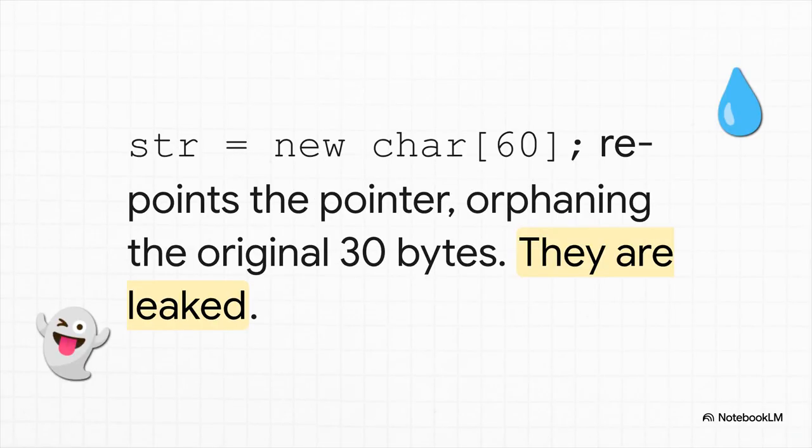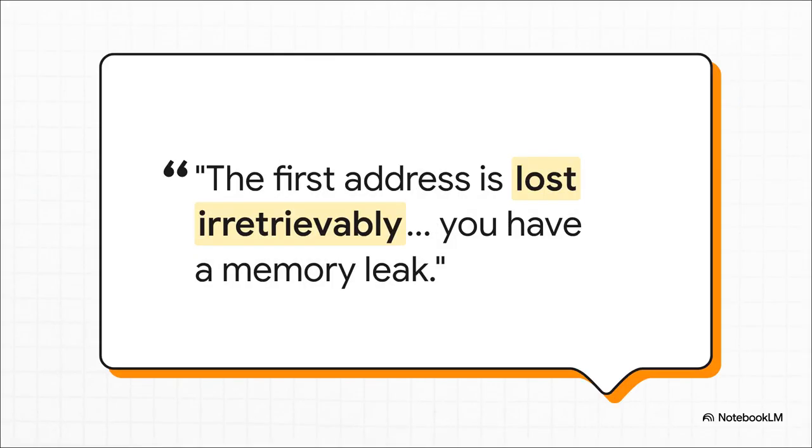And this slide shows you exactly how that disaster happens in code. It's so simple. First, we create a pointer, str, and tell it to point to a new 30-byte block of memory we just requested. Perfect. But then on the very next line, without freeing the first block, we ask for a different 60-byte block and point str to that new one instead. Uh-oh. The pointer now holds a new address. The address to that original 30-byte chunk, it's just gone. Poof. It's been orphaned. As one programmer on Stack Overflow put it perfectly, the first address is lost irretrievably. You have a memory leak.